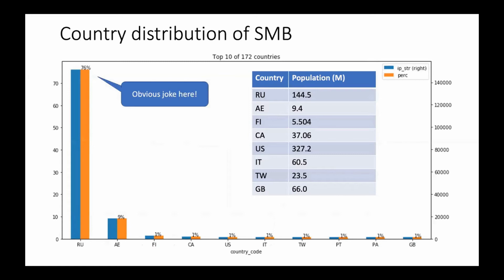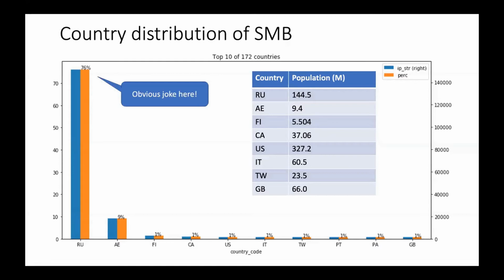I also looked at the distribution of countries using SMB, and that was a little bit of a surprise. I was expecting, for some reason, the US and maybe some Central European country like the UK to be in first place. But surprisingly, Russia was one of the countries with most of the devices exposing Samba. And 76%, it's pretty big, followed by the UAE, the Emirates, Finland, Canada, US, Italy, Taiwan, Portugal, PA, I can't remember what PA is, and Great Britain.